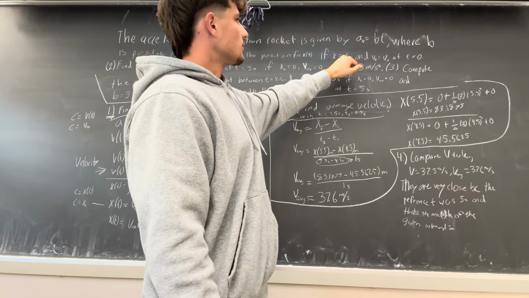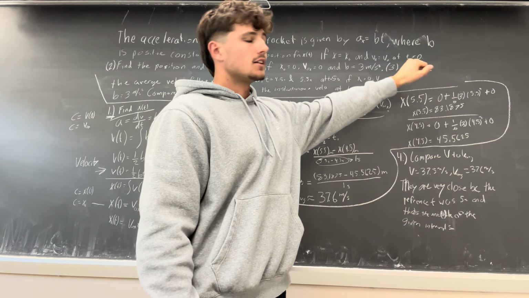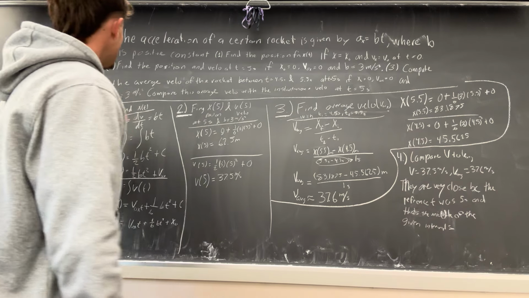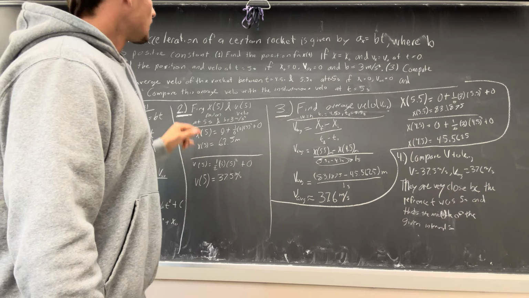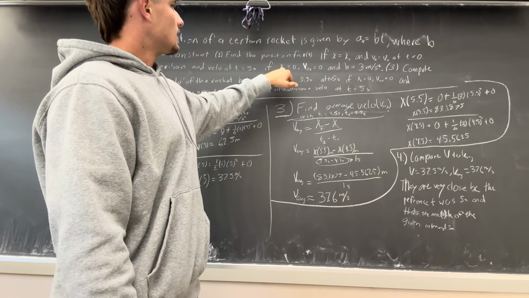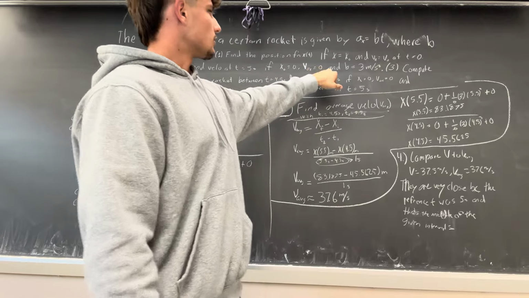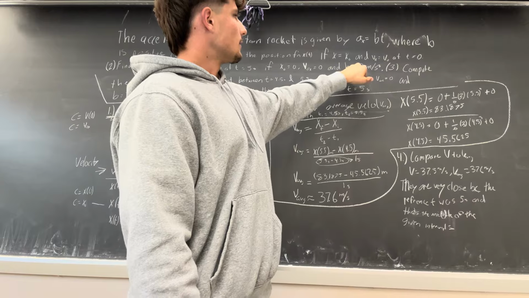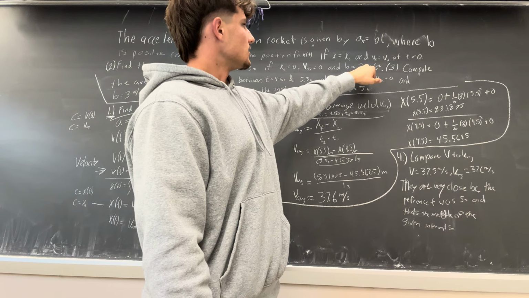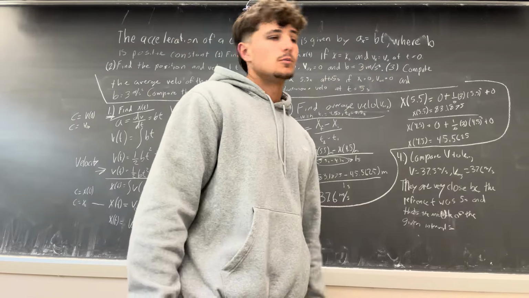If x is equal to x0 and v_x is equal to v0 at 0 seconds. Step 2, find the position and the velocity at 5 seconds, if x0 is equal to 0 and v naught x is equal to 0 and the constant b is equal to 3 meters per second cubed.